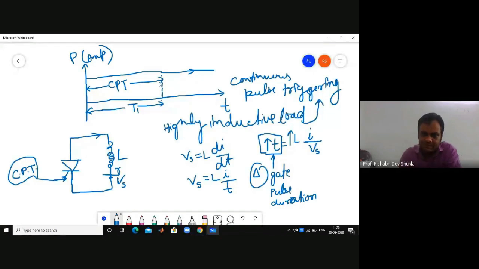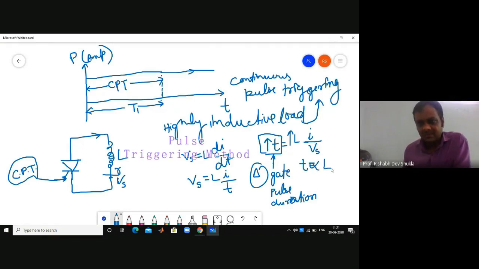Why? I explained to you, because T is equal to L I upon Vs. What is T? Duration of gate pulse. T is proportional to L. If L is lower, your T is lower. If L is higher, your T is also going to be higher.